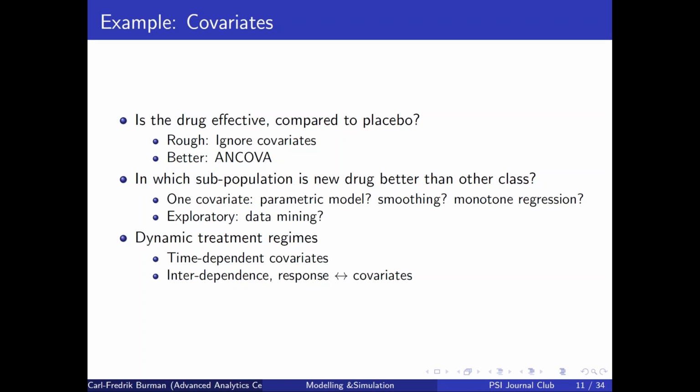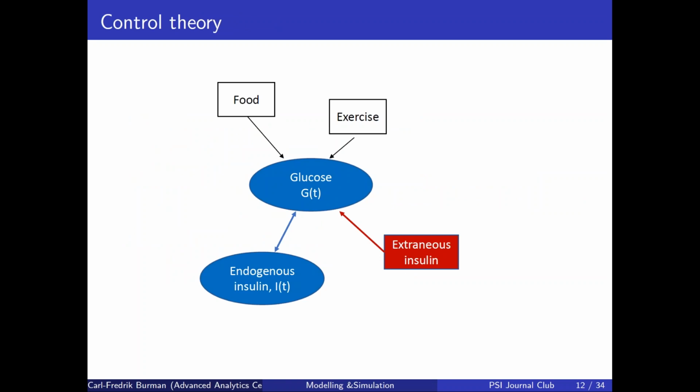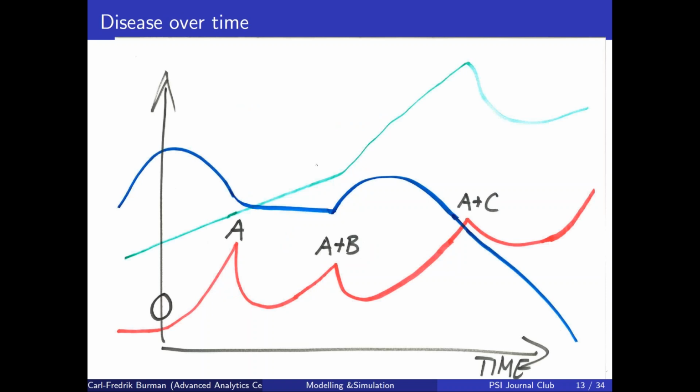And we could have questions about dynamic treatment regimes and how covariates and responses develop over time. So, for example, in diabetes, you could have a short-term model about how insulin and glucose and other things, food, exercise, relate to each other. So perhaps a set of differential equations. It could also be something about what's happening over many years, and in which order we should give the different drugs or treatments.